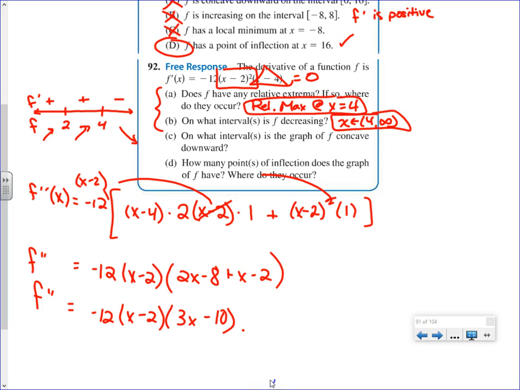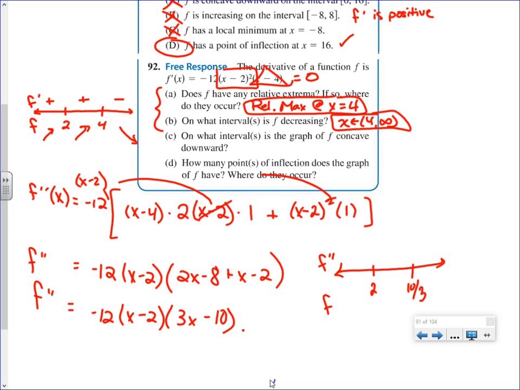Cool. So what are my pips? And why do I need those? Because I'm about to make a sign chart of my second derivative, and I need pips to plug in. Wait, 2 and 10/3. 10/3 is 3 1/3. Okay, so 2 goes first, 10/3 goes second. When you guys plugged in signs, what'd you get?